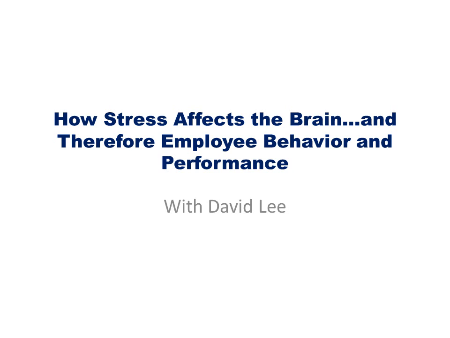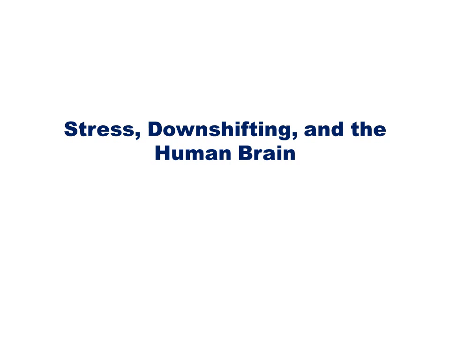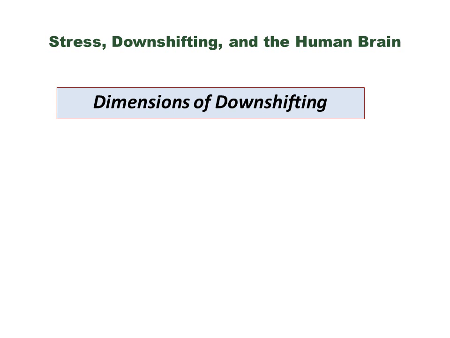Okay, let's talk about how stress affects the brain and therefore employee behavior and performance. So we're going to explore the phenomenon of downshifting. What I've found over the years that seems to make it easier for people, rather than first talking about the human brain and how stress affects it, is to give examples of the dimensions of downshifting. So one dimension is the intellectual dimension.